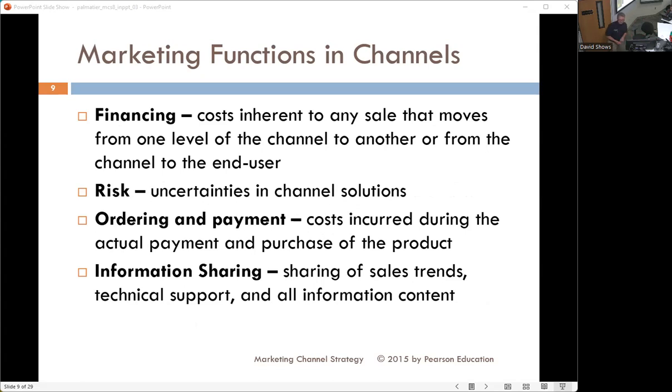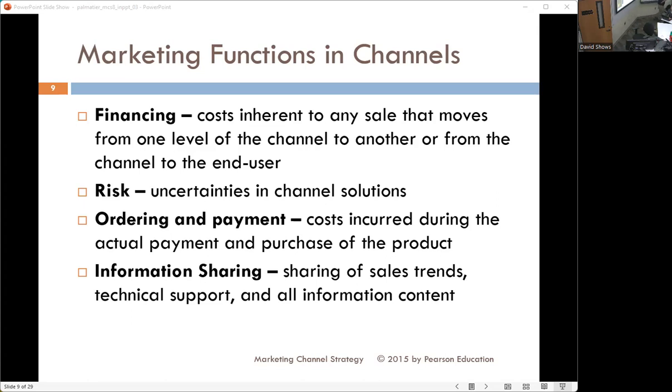Financing. Can anybody tell me what that means? Yes. Like discounts? Yes. Well, yes. Keep going. You're right there. I don't know. I just, that's one.